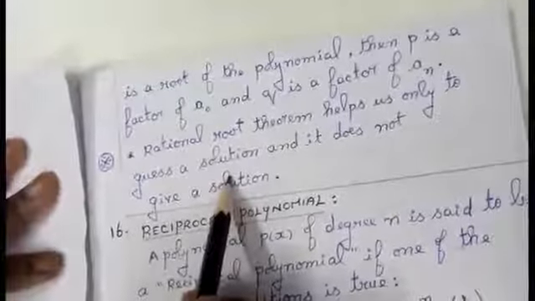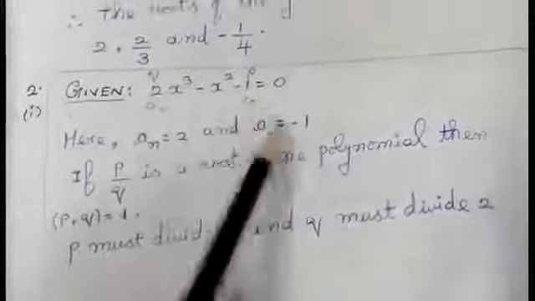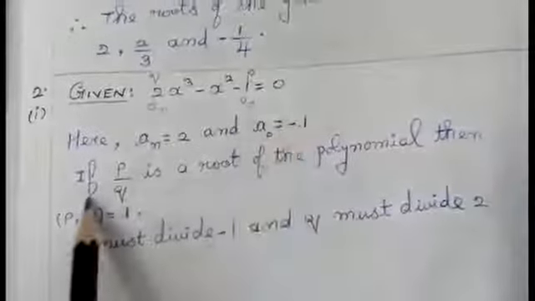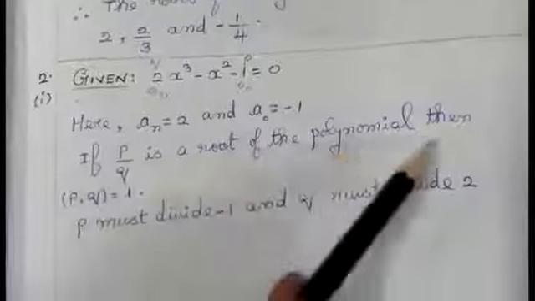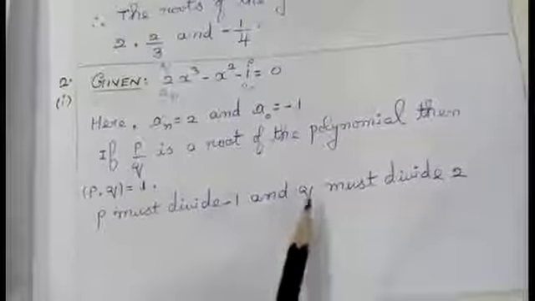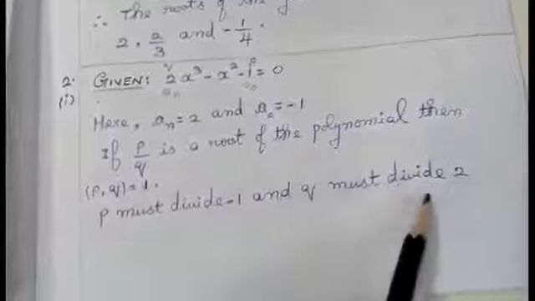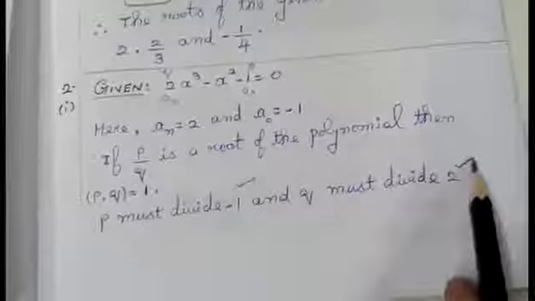Now we are going to start with the second sum. Second sum, they are given like this. I am going to take an equal to 2 and a naught equal to minus 1. What is the condition for the rational root theorem? If p by q is a root of the polynomial, then HCF of p comma q equal to 1, p must divide minus 1 and q must divide 2. So that is the concept. Minus 1, 2. Just note these two numbers.